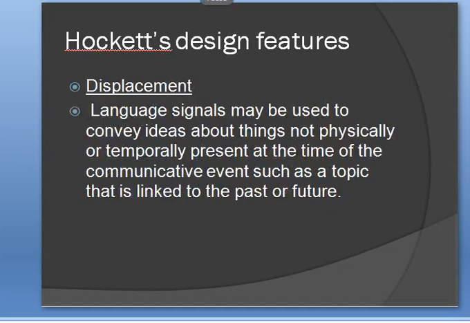Next feature is displacement. Displacement, right? What does it mean? Language signals may be used to convey ideas about things not physically or temporally present at the time of the communicative event, right? It means language can be used for things which are not here and now. For example, we can talk about the future. Future is not here. Future is somewhere ahead. We can talk about the past. Past has gone. It is not here now.